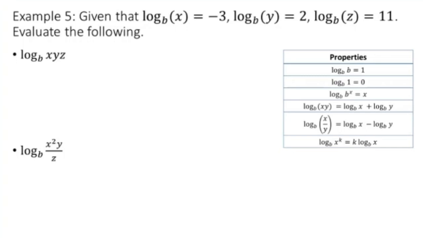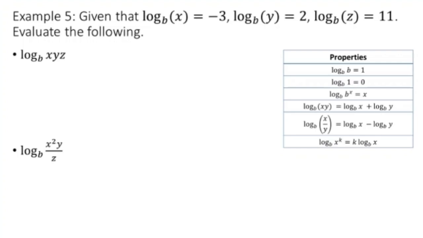Before calculators were invented, scientists and mathematicians had to rely on tables in order to evaluate logarithms. In these tables, the value of certain logarithms would be given, but only for select inputs. The reason why we would only use select inputs rather than every possible input we could imagine is in order to reduce the writing. So as an example, we're given that log base b of x equals -3, log base b of y equals 2, and log base b of z equals 11.